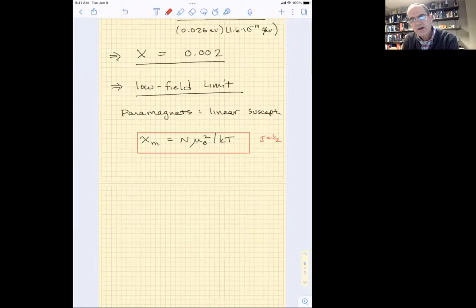Now you can imagine, under what kind of circumstances should we get away from the low field limit? What would we have to do in order to magnetize the material so strongly that we reach saturation? Well, think about it, okay? Okay, well, let's stop here.